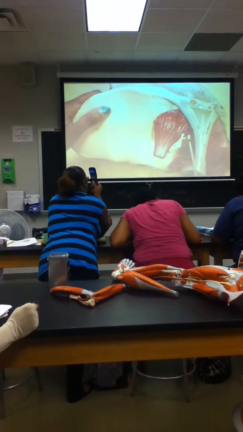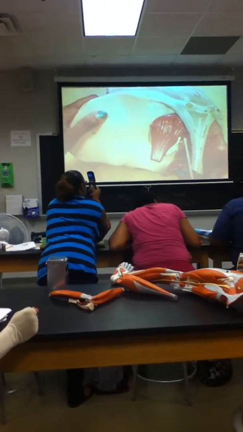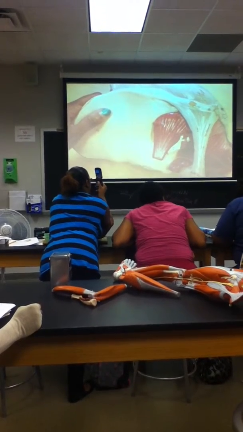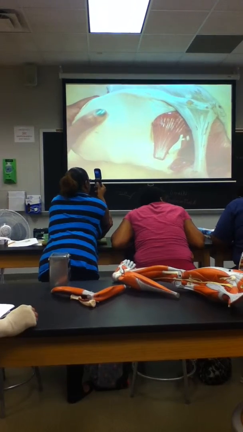Now, this is internal pudendal artery, and this is pudendal nerve. This nerve comes down, and it's gonna spray out underneath this area.